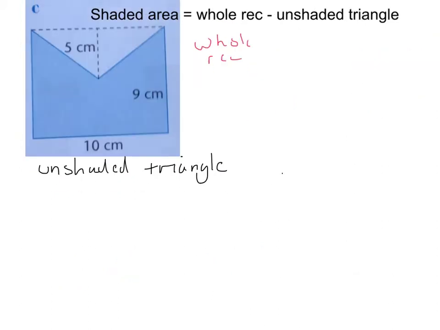For this question, we have to get the shaded area. The shaded area in blue is what we're trying to find. What we can do is take the area of the whole rectangle. The whole rectangle would be 10 centimeters, that would be the breadth, and 9 centimeters would be the height.